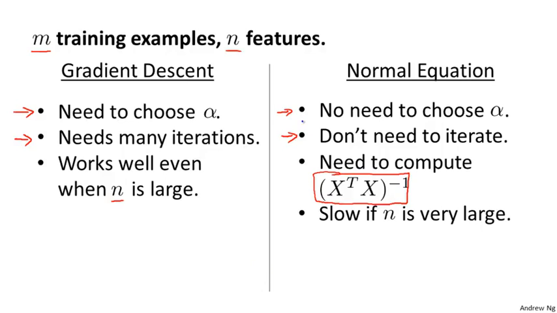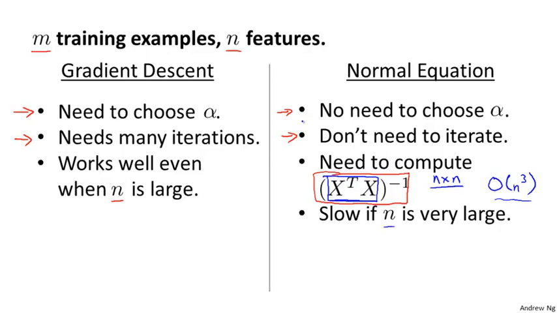This matrix X transpose X is an n by n matrix if you have n features, because if you look at the dimensions of X transpose and the dimensions of X, you figure out what the dimension of the product is. The matrix X transpose X is an n by n matrix, where n is the number of features, and on most computer implementations, the cost of inverting a matrix grows roughly as the cube of the dimension of the matrix. So computing this inverse costs roughly order n cubed time. Sometimes it's slightly faster than n cubed, but it's close enough for our purposes.